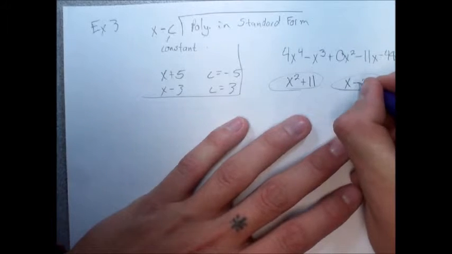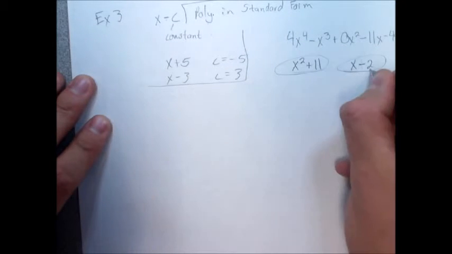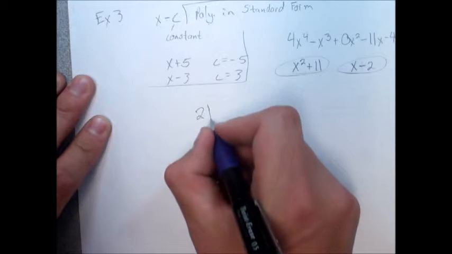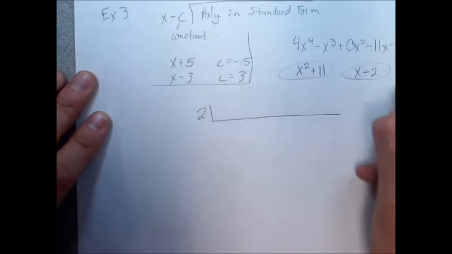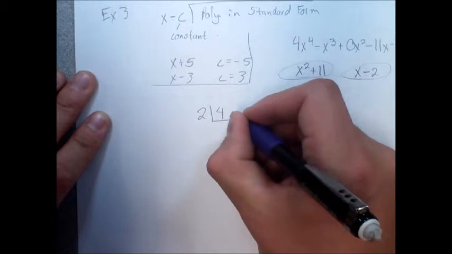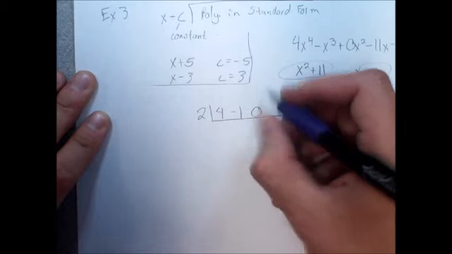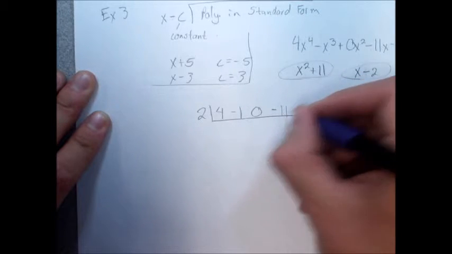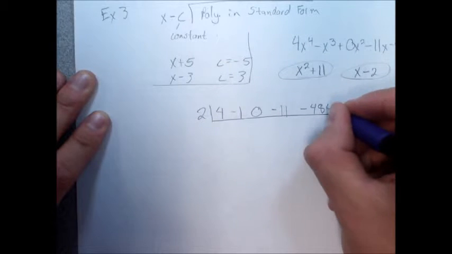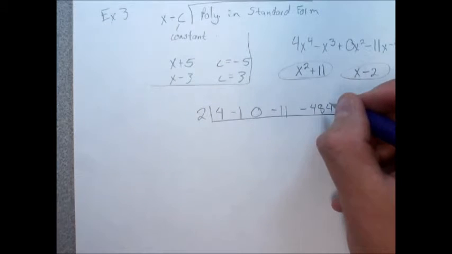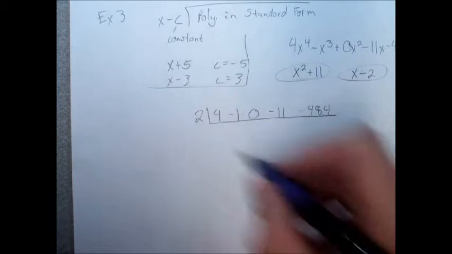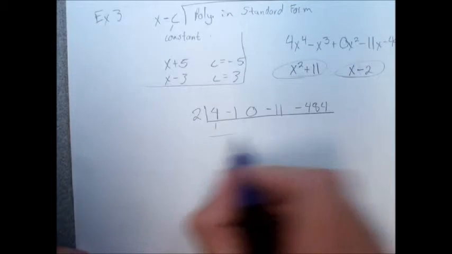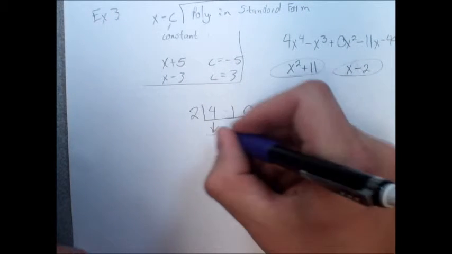So since it fits our form, we would take our c, which is 2, and you do kind of like an upside down division bar. And we write the coefficients of each term. So here I have 4, negative 1, 0, negative 11, and negative 484. Now I take this and I ask myself the same kinds of questions. I'm going to drop down my first one only. And I put 4 down here.